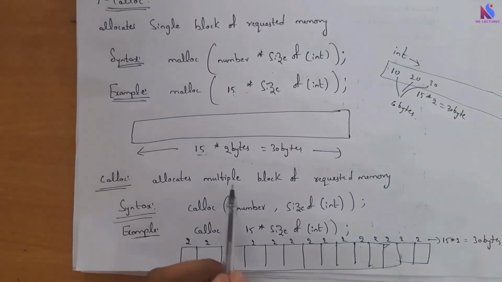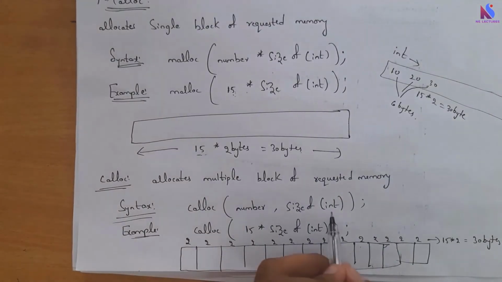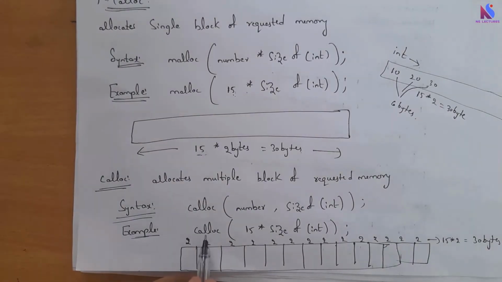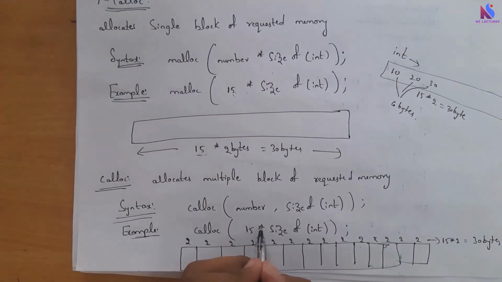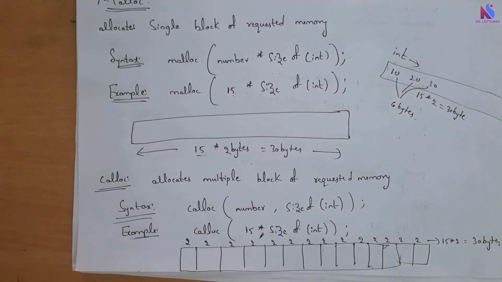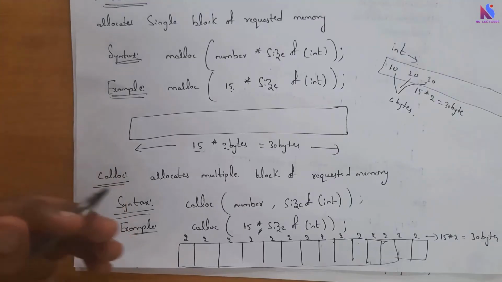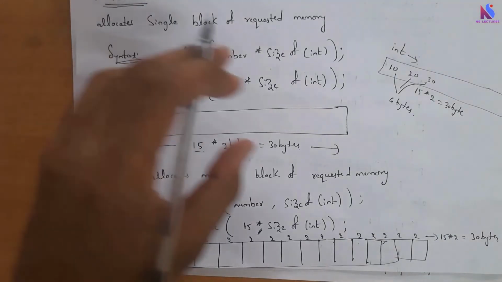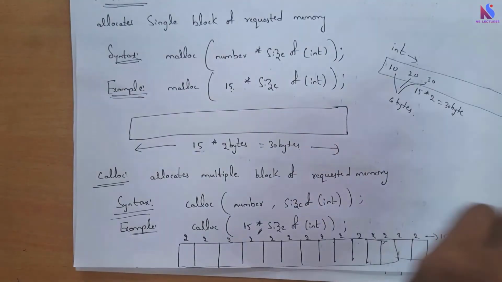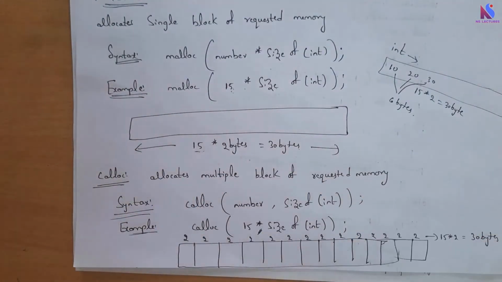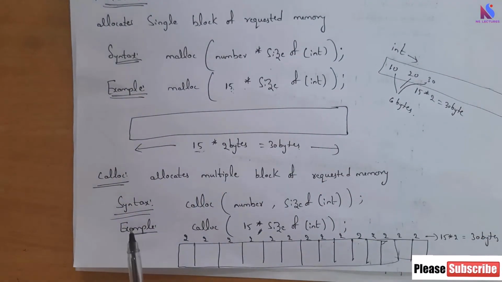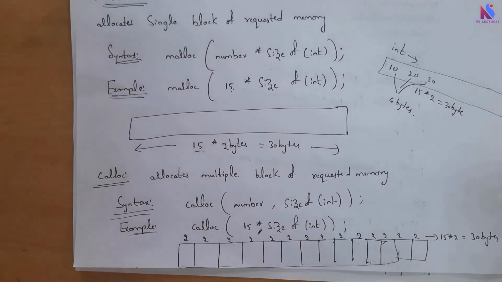The calloc function allocates multiple blocks of requested memory. This is the syntax: calloc of number comma size of integer. Here is an example: calloc of 15 comma size of integer. Whenever I declare like this, the calloc function will create 15 blocks and each block occupies 2 bytes of memory. This is the difference between malloc and calloc. The malloc function will create only a single block of size 15, whereas the calloc function will create each block separately, like that it will create 15 blocks.